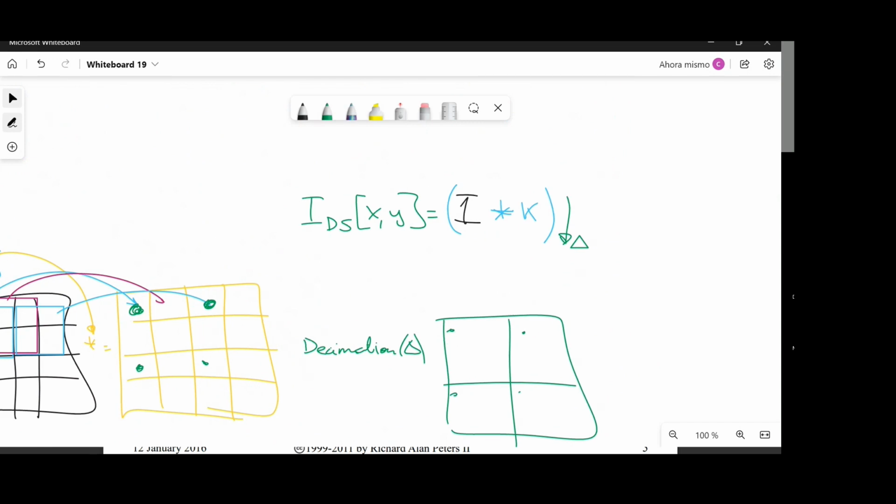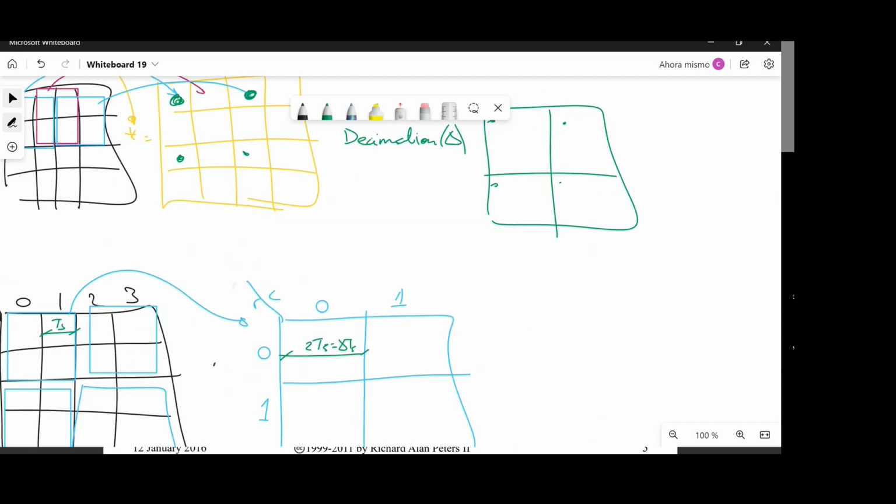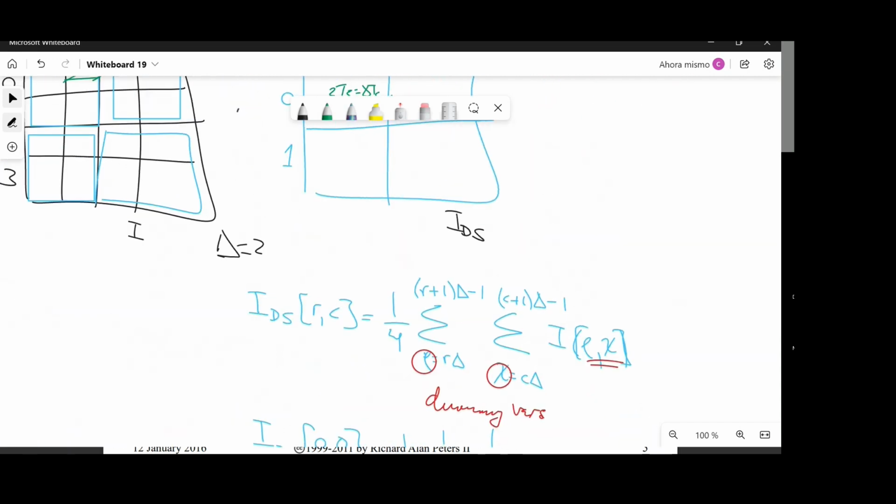So this sum, this double sum that we had down there, it is a convolution. And this trick of using a variable and multiplying that variable by delta, and r plus 1 delta, this is the double sum. So I'm taking the steps in delta. And now you see the trick.